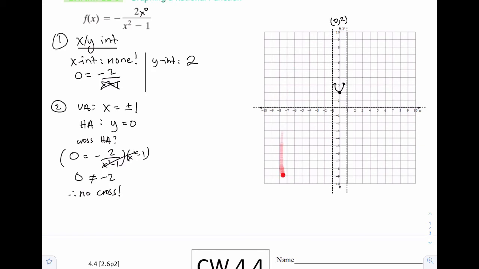Now the only issue is what's happening on these sides of the vertical asymptotes. So to do that, let's just plug in a number. We're going to plug in 2. I plug in 2 right there. 2 squared is 4. 4 minus 1 is 3. So that's negative 2 over 3. So I'll graph that to about right there. And again, just approach your asymptote since I can't cross anywhere.